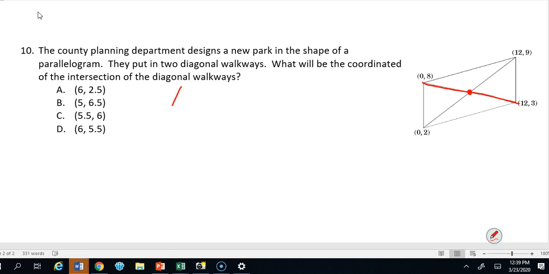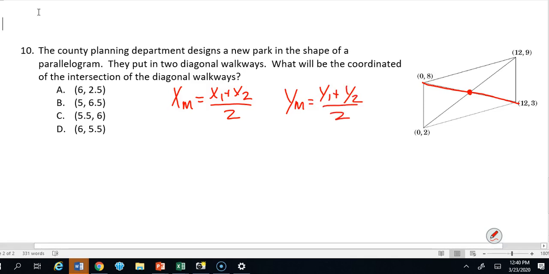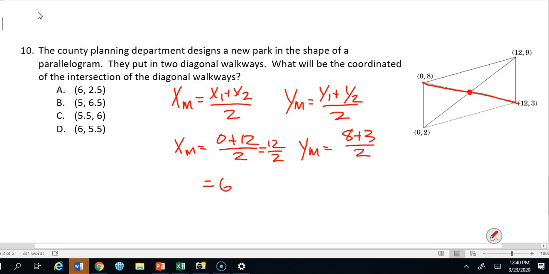Well, remember the midpoint formula is xm equals x1 plus x2 divided by 2, and ym, the midpoint, is y1 plus y2 divided by 2. So that's what I'm going to use here. So I'm going to add my x values together. So that would be 0 plus 12 and divide that by 2. So that would be 12 divided by 2, which is 6. Over here, I'm going to add my y's. So this is going to be 8 plus 3 divided by 2. That's going to be 11 divided by 2, which is going to be 5.5. So my midpoint is 6, 5.5.